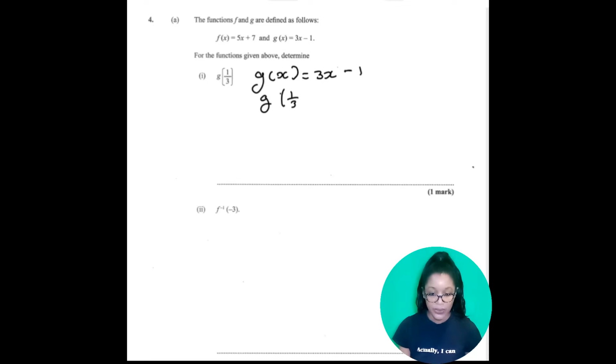So we'll get 3 multiplied by 1/3, take away 1. 3 times 1/3 is 1. So 1 take away 1 is 0. So g of 1/3 is equal to 0.